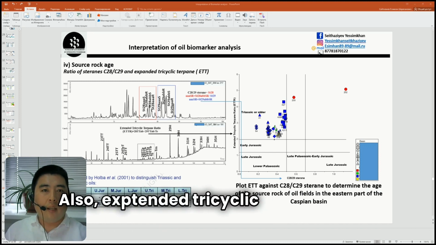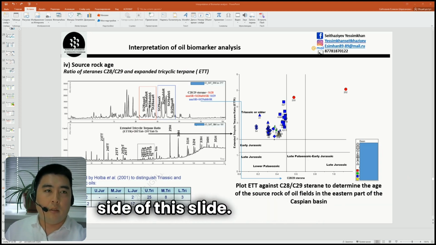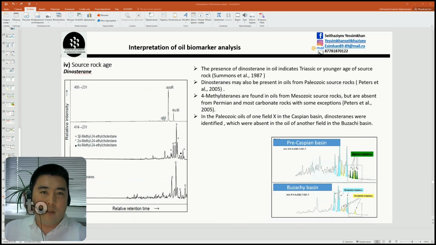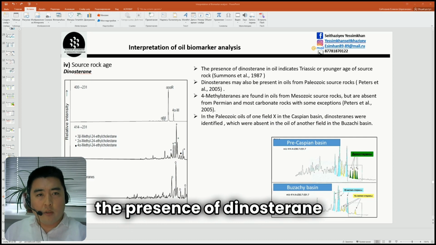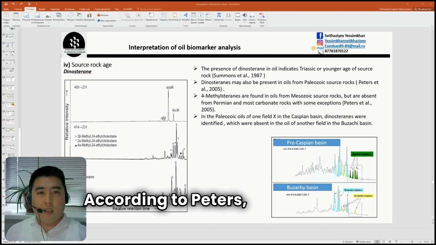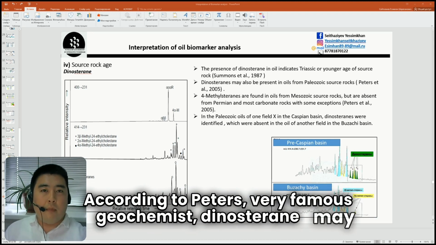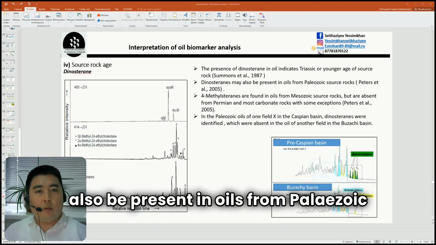Also, extended tricyclic terpane ratios can be used to determine age, as can be seen on the right side of this slide. Dinosteranes: this parameter is very difficult to use to determine the age of source rock, as in the vast majority of world literature, the presence of dinosterane in oil indicates Triassic or younger age of the source rock, according to Peters, a very famous geochemist. Dinosterane may also be present in oils from Paleozoic source rocks.